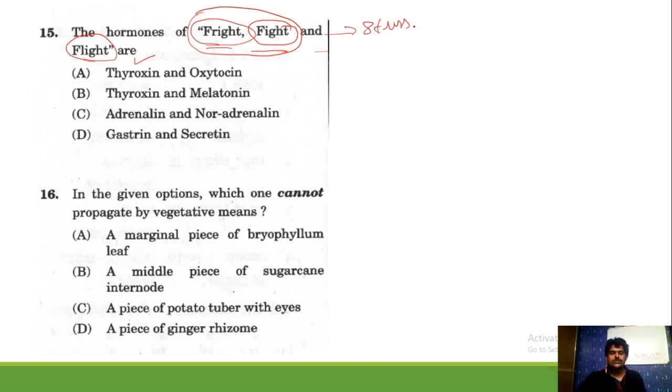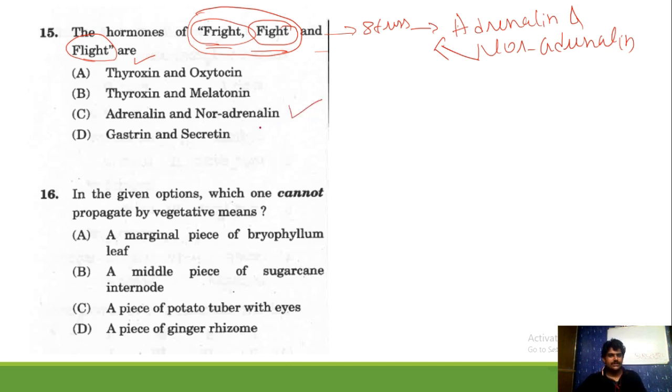So all these conditions show the stress level. So which hormone in our body is released during stress? That is the stress hormone, which is adrenaline and noradrenaline. So these are the two hormones released during stress. Simple thing, direct question, direct answer. So your answer is option number C.